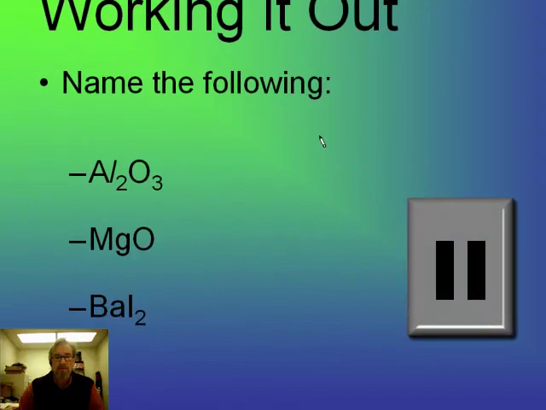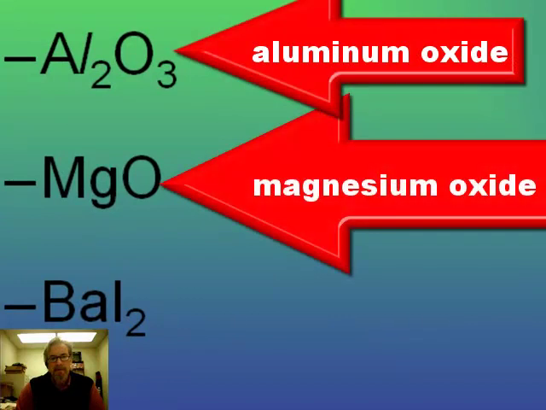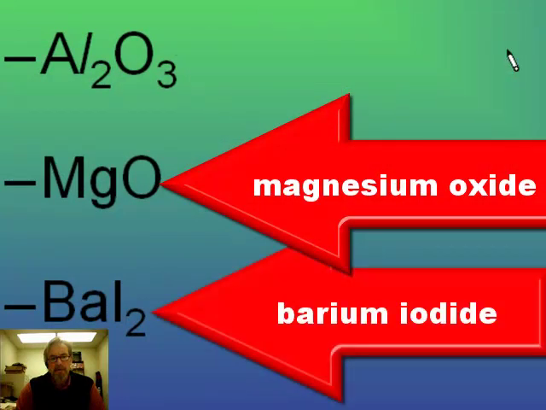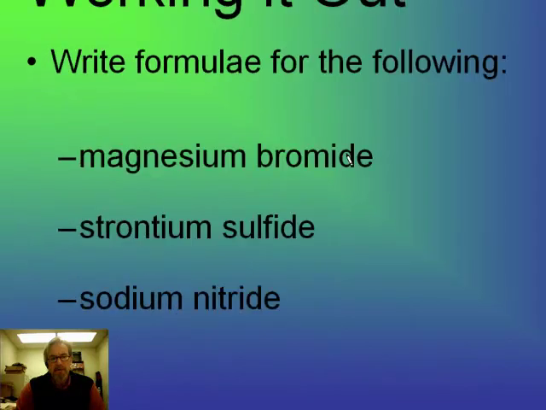Name these three. Well, I think you find this is pretty easy to do. The first one is aluminum oxide. The second one is magnesium oxide. And the third one is barium iodide. Write the formula for these three.